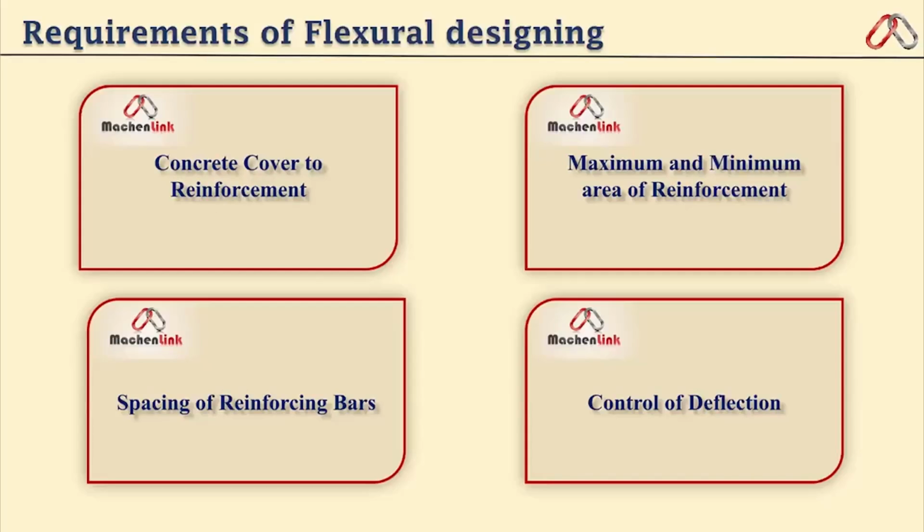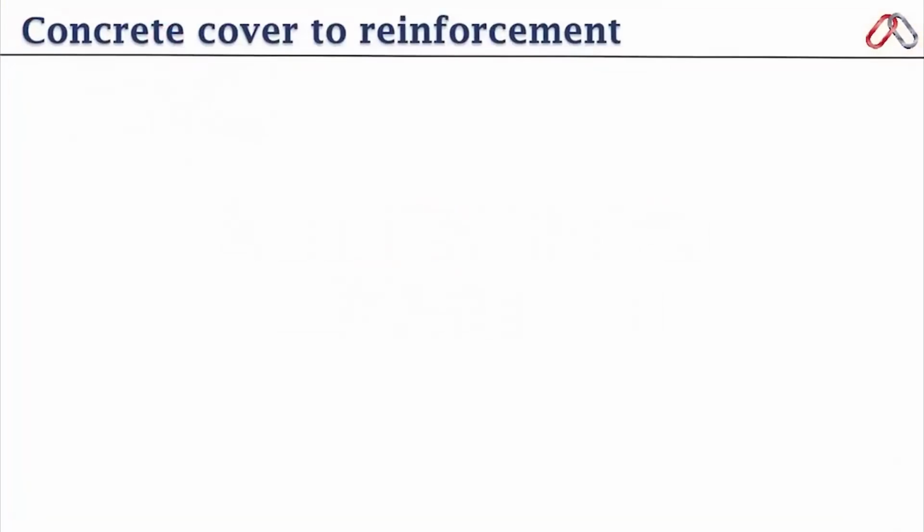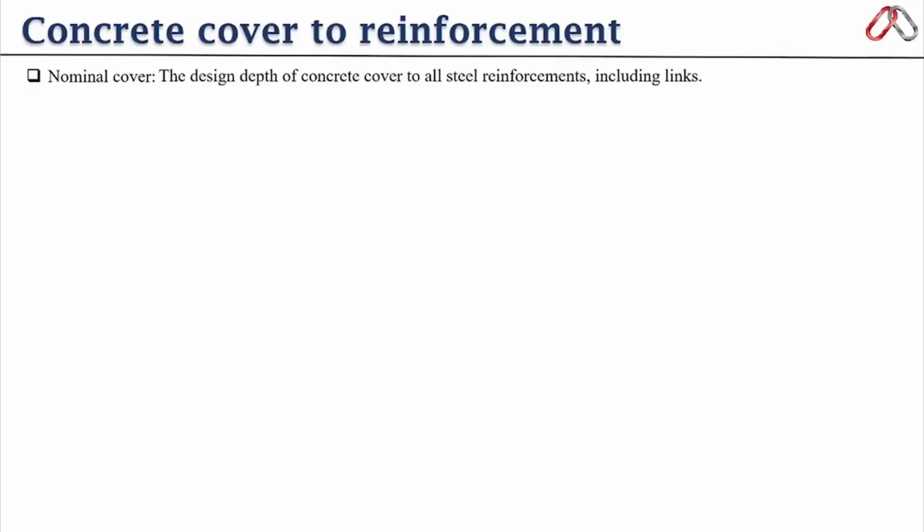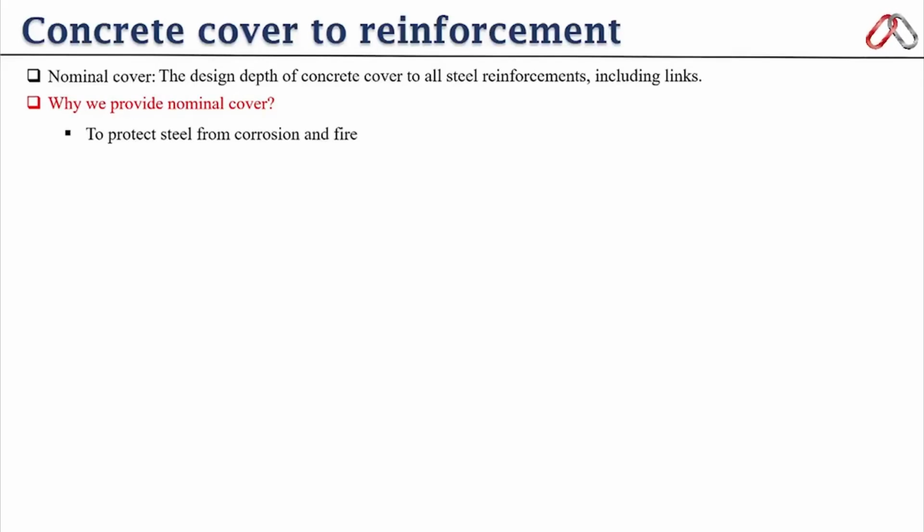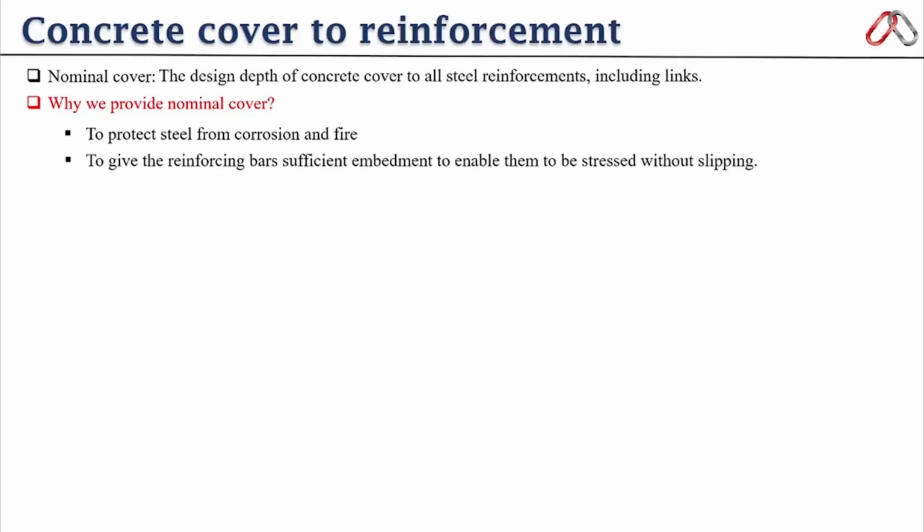Now let's start with the first part, concrete cover. According to IS 456, the nominal cover, also known as clear cover, is the design depth of concrete cover to all steel reinforcement including links. There might be a question in your mind: why do we provide nominal cover to steel? There are two main factors. The first is to protect steel from corrosion and fire, and the second is to give the reinforcement bars sufficient embedment to enable them to stretch without slipping.